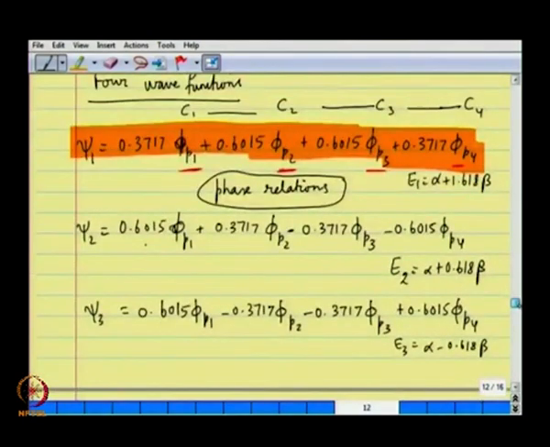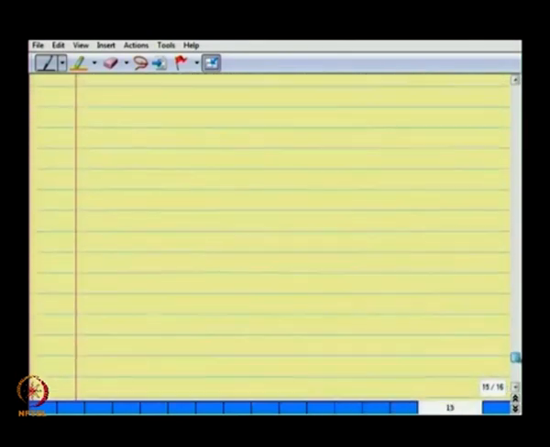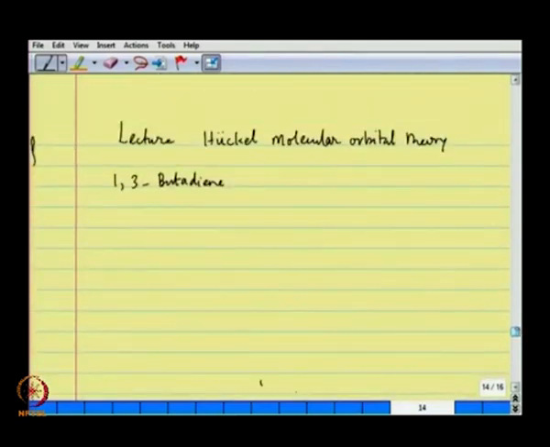So, let us plot these things to get an idea of what is meant by the nodal plane and if there is one. So, let us see psi 1, it is 0.37, so the phi p1 has a smaller contribution, p2 and p3 have larger contributions, p4 the same as p1. So, let us plot that. Psi 1, I would say p1 with a plus, carbon 1 has a smaller contribution and p2 has a larger contribution. They have to be symmetric.